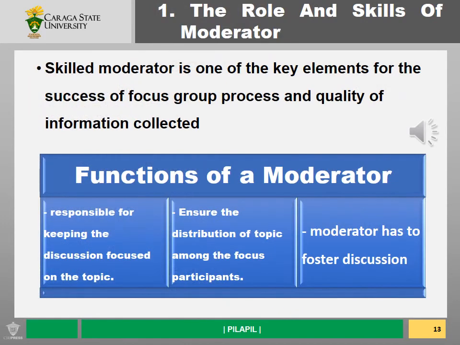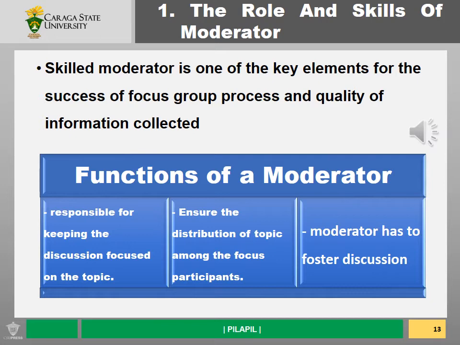Now let's discuss the role and skills of the moderator. A skilled moderator is one of the key elements for the success of the focus group process and the quality of information collected. It could probably be correct to suggest that it is the moderator, rather than the questionnaire, who is the main tool for collecting information through the focus group method. So the moderator plays several functions.